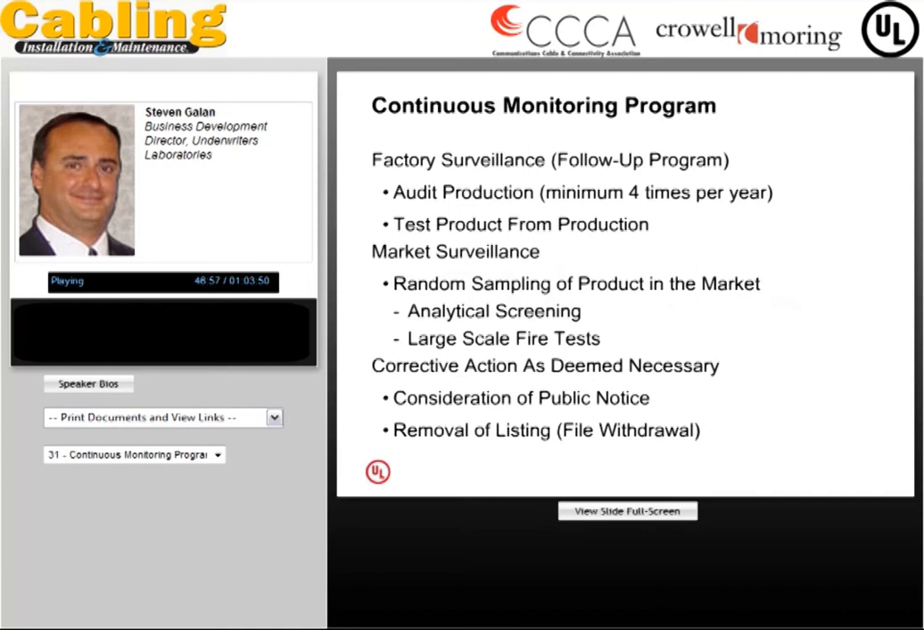For those cable manufacturers that are found to have questionable results at either their factory or from the marketplace, corrective action is taken. This action, in very severe instances, could result in a public notice, and in some instances, a manufacturer may have his complete file withdrawn, which would make him ineligible to bear the symbol and mark on the product.